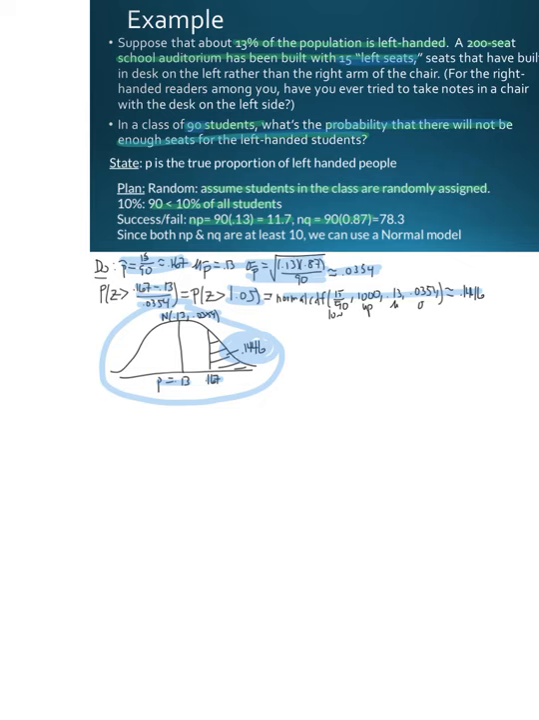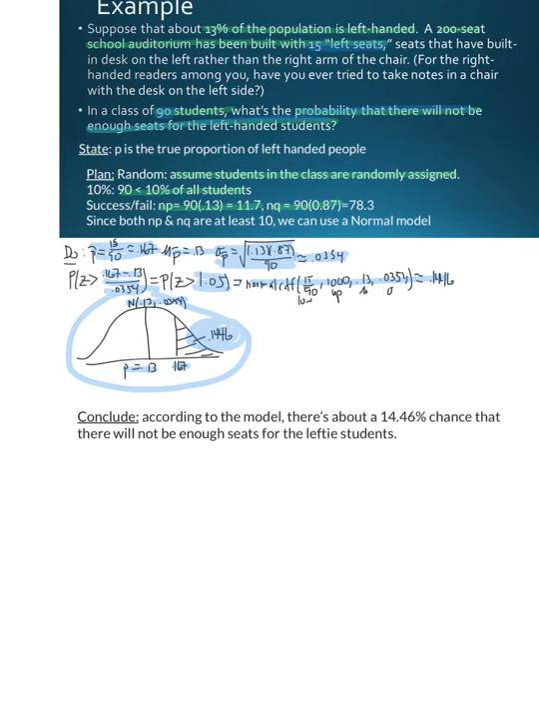All we have left to do now is the conclude statement. In our conclude statement, we're going to say, according to the model, there's about a 14.46% chance that there will not be enough seats for the lefty students in this class.